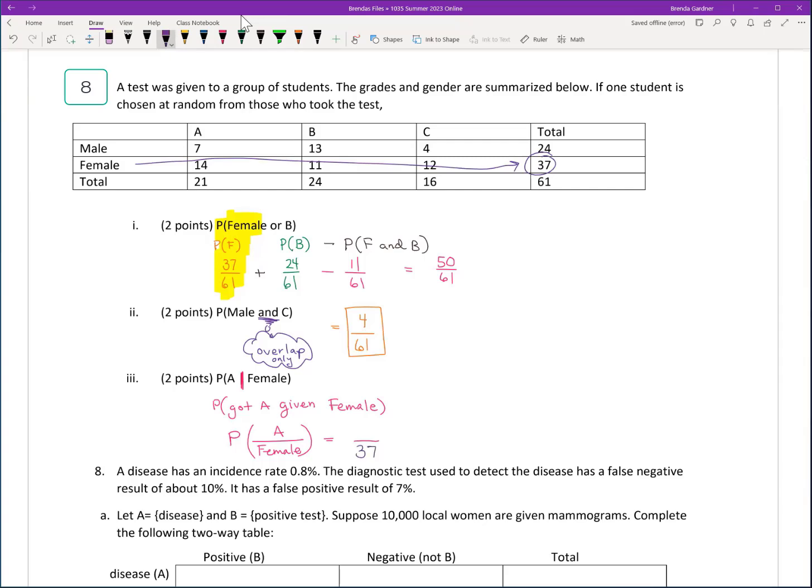And then I'm looking only at that row and I'm looking for the number of A's. On that row, there are 14 students who got an A. So there are 14 out of the 37 female students who got an A. Then reduce, if possible. 37 and 14 don't have a common factor, so we would leave it as that fraction.